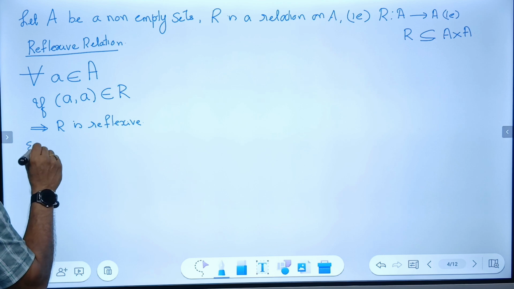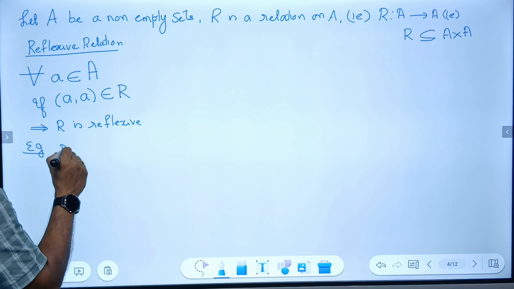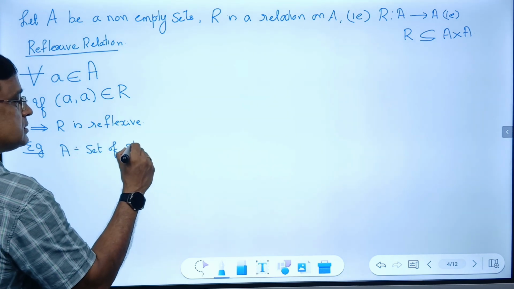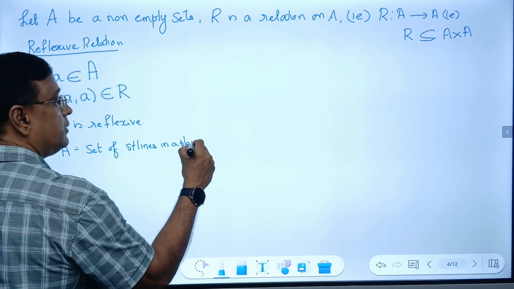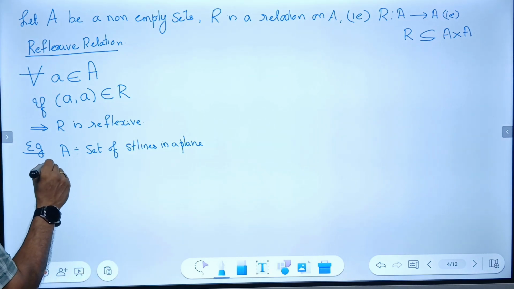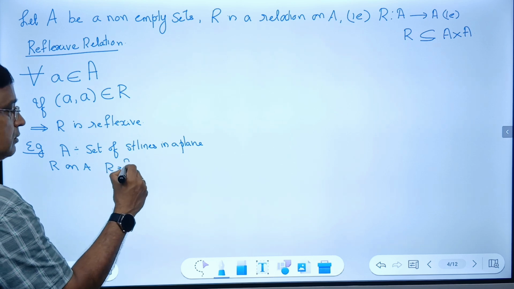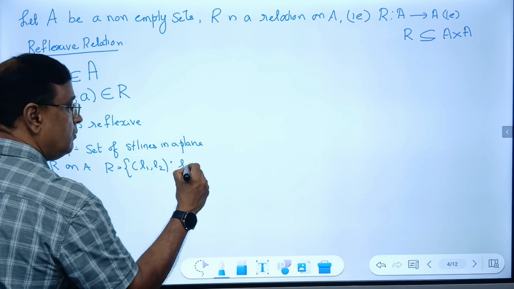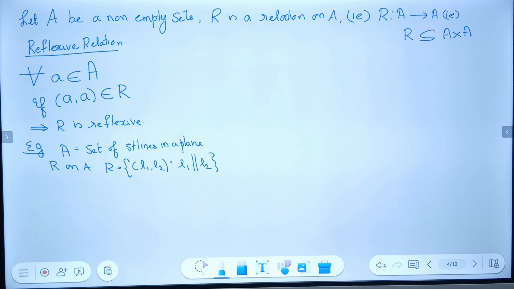Let us take one simple example. Let my set A be the set of straight lines in a plane. I define the relation R on A. How do I define it? R equals line 1 comma line 2 such that line 1 is parallel to line 2. This is my definition. Now, let us check whether it is reflexive or not.